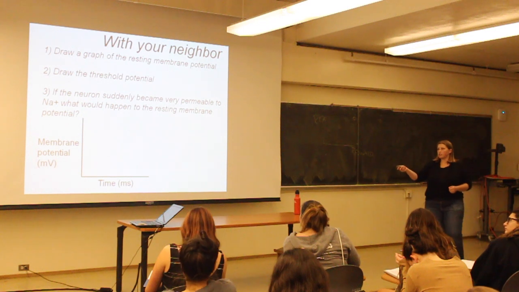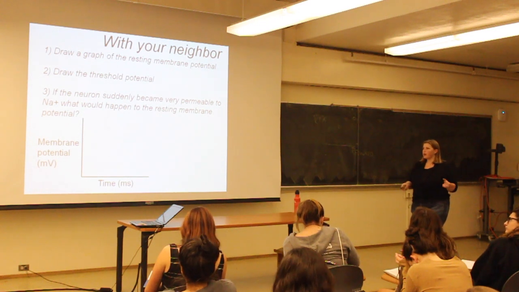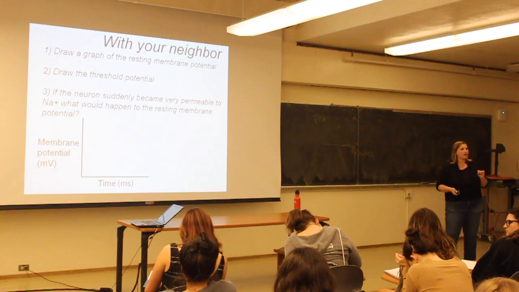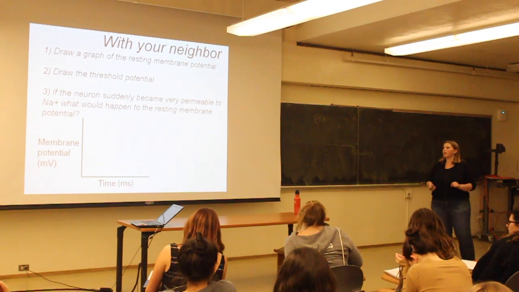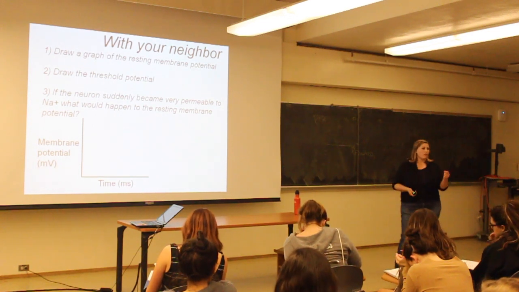And then what I want you to do is think about this question. We sort of touched on it already, but I want you to try and think about it a little bit more deeply. If the neuron suddenly became very permeable, what does that word permeable mean?